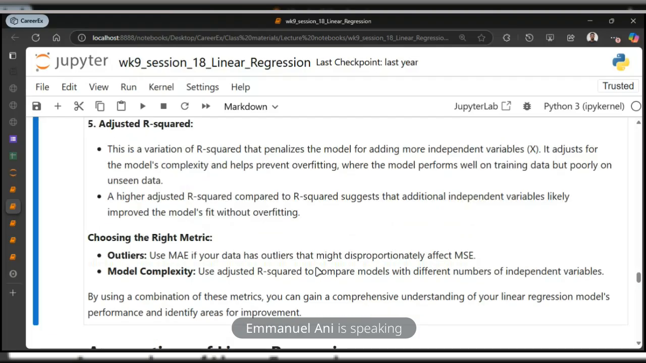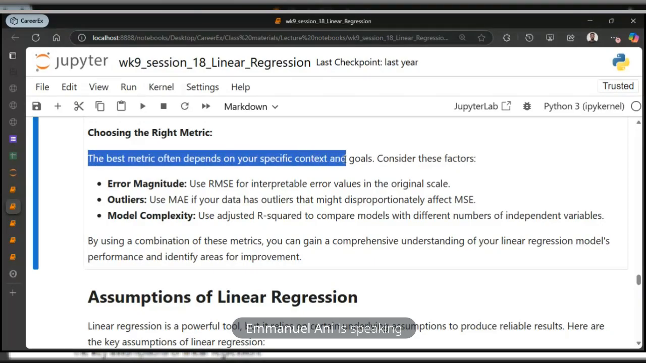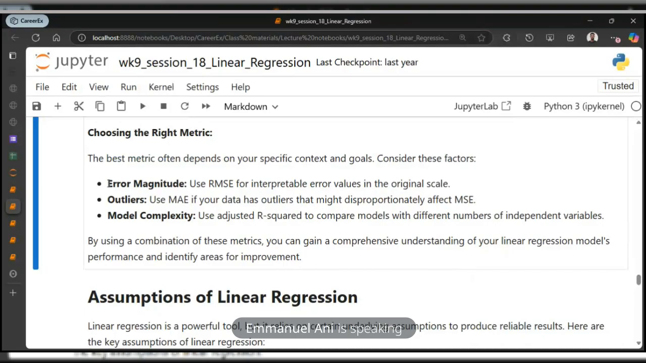So let's look at when to choose the right metric. As I said, you don't just blindly choose a metric. Your metric will often depend on the specific context and goals. There are three things that you need to consider: the error magnitude, outliers, and model complexity. All right, so in error magnitude, you should use RMSE for interpretable error values in the original scale.